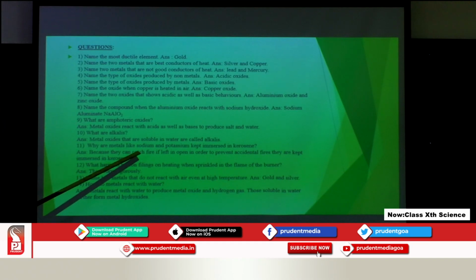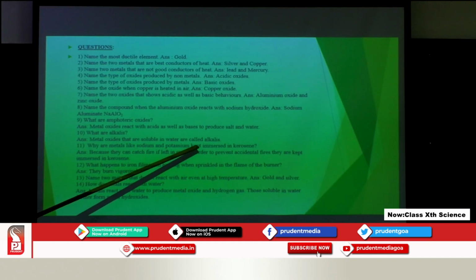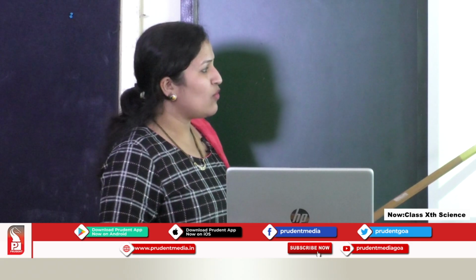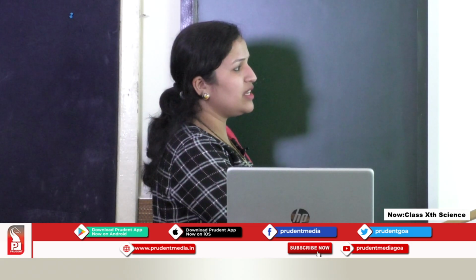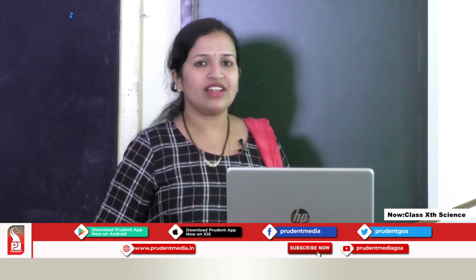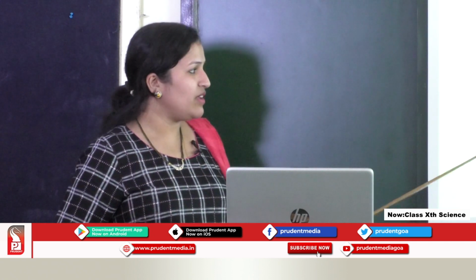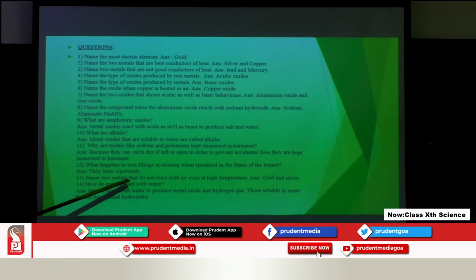Why are metals like sodium and potassium kept immersed in kerosene? Because they are highly reactive, they can easily catch fire. What happens when iron filings are sprinkled in the flame of the burner? They will burn vigorously. Which two metals do not react with air even at high temperature? Your answer is gold and silver. They will not react with air.